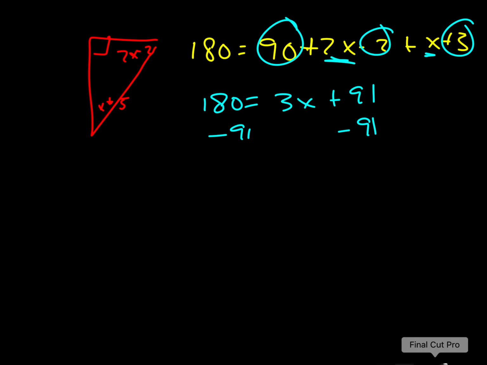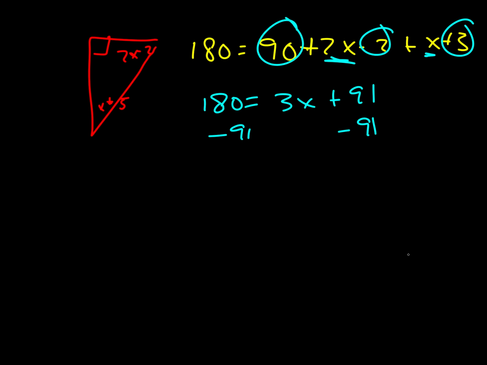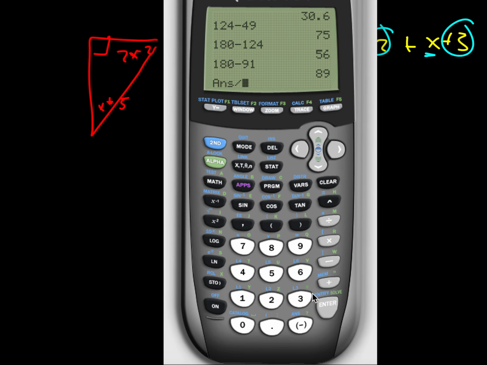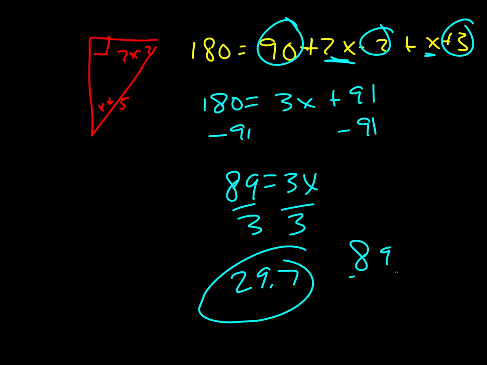And so if we do 180 minus 91, you get 89. Divide by 3, divide by 3, 89 divided by 3 gives us 29.7. Or you could just leave it as 89 thirds. Okay, so that's the value for x.